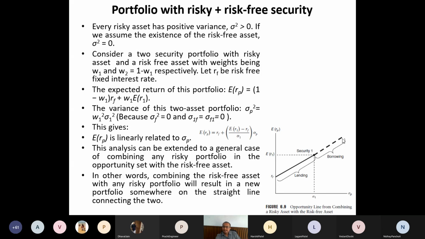Then I can extend this line beyond it, like the curve which extended from the point after F. So this line can be extended beyond this point if I allow short selling. We always skip short selling right now, but practically it is possible. Short selling is slightly complicated to handle. We will see it in detail in the upcoming lectures when we see options. Right now we skip it.